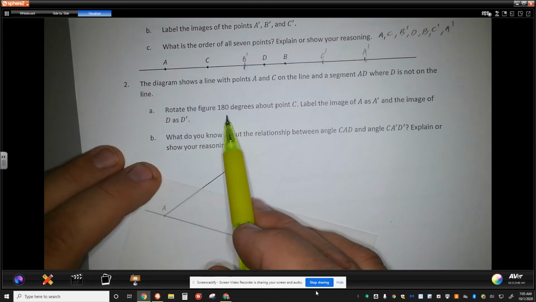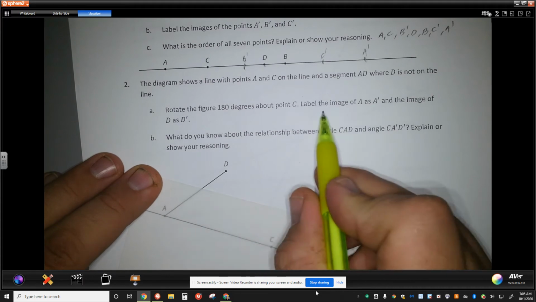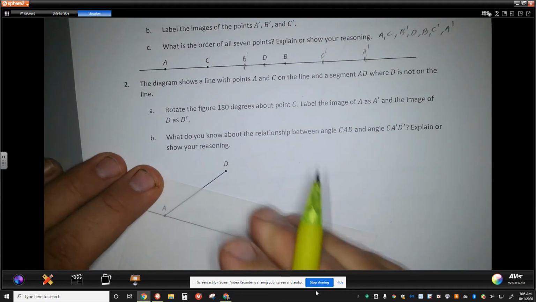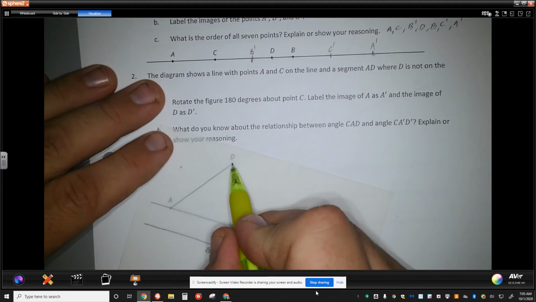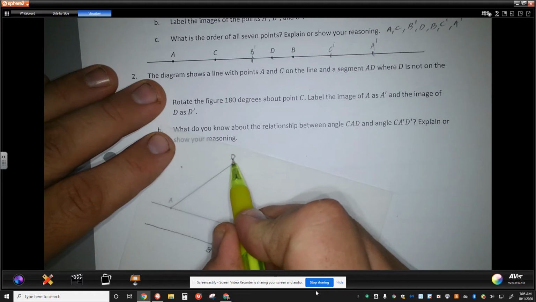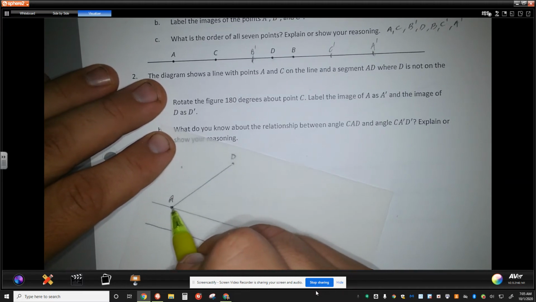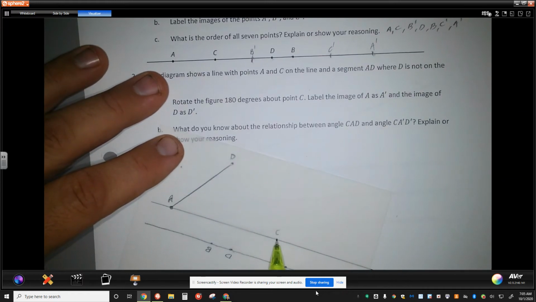Rotate the figure 180 degrees about point C. Label the image of A as A prime and the image of D as D prime. So I guess I need both of these on here. And we're going to have D right here, A right here, and we're going to take this little segment right here, and then I'm going to put point C on here too, because this is going to help me to line this up.